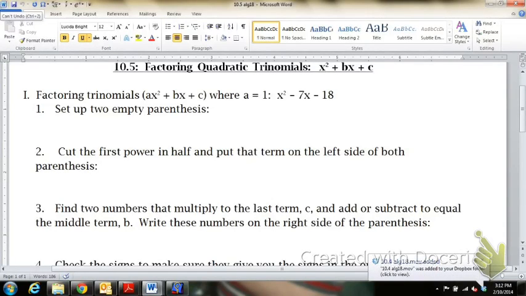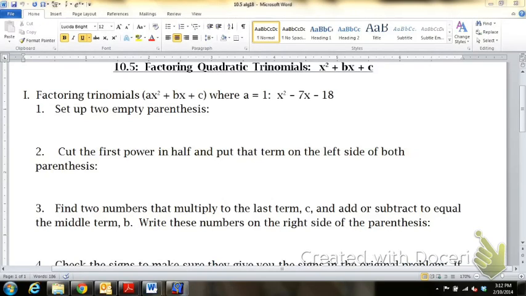Okay, so now we get into the fun stuff, factoring. All factoring is breaking apart the stuff that you FOILed. This time, instead of being given the two parentheses and multiplying them together, you're given the answer and you have to break it apart and figure out what you multiplied. So in 10.5, we're going to start you off a little nicely.